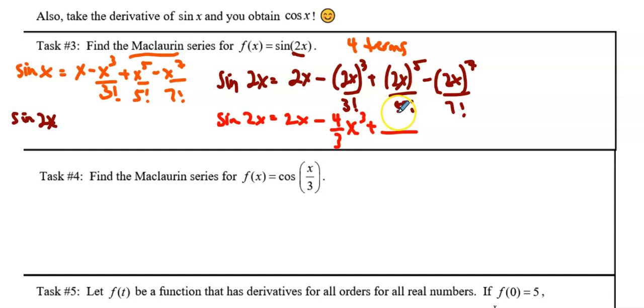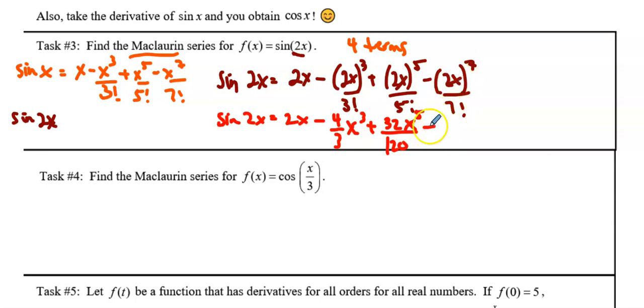But 5 factorial is actually 120, right? It's 5 times 4, which is 20, times 3 is 60, times 2 is 120. So the bottom is going to be 120, and then the top is going to be 2 to the 5th. So 2, 4, 8, 16, 32. I'm not going to simplify this right now, but you guys would simplify that if they simplify that for you. And then we're going to go ahead and do minus.